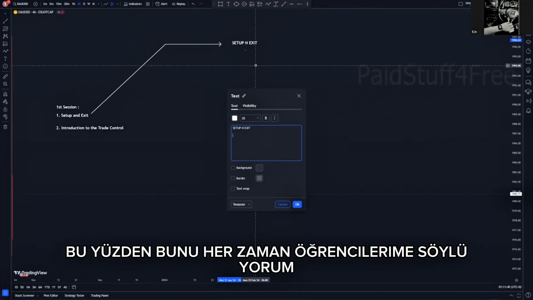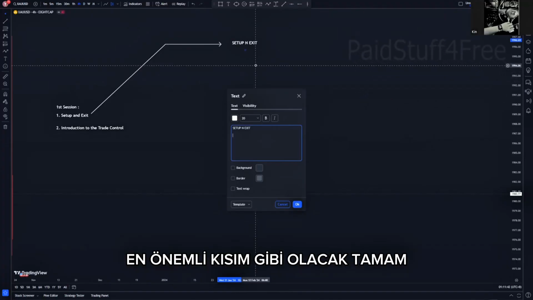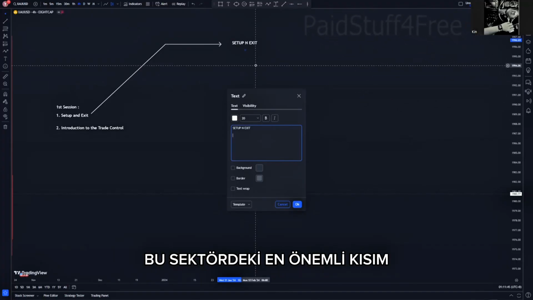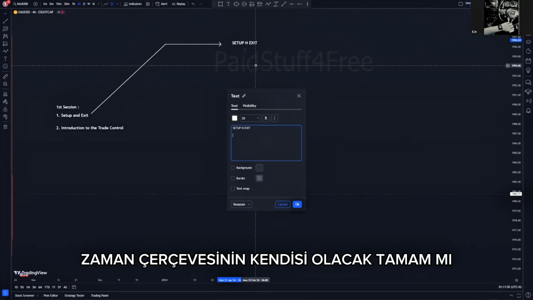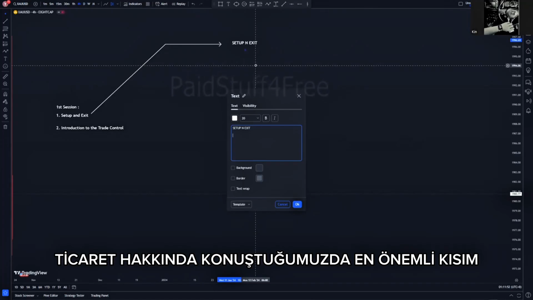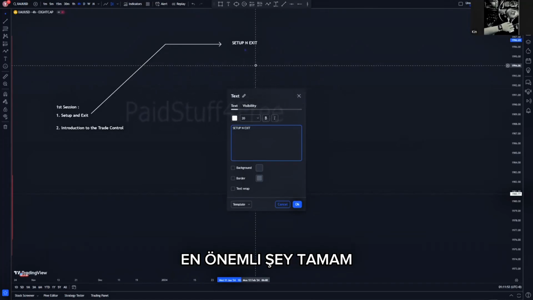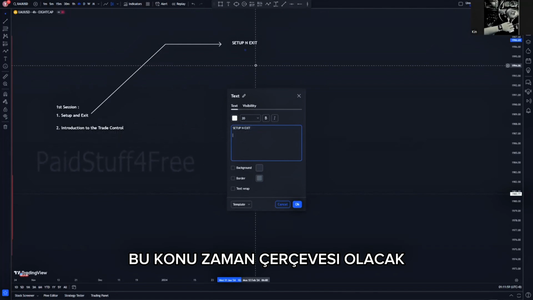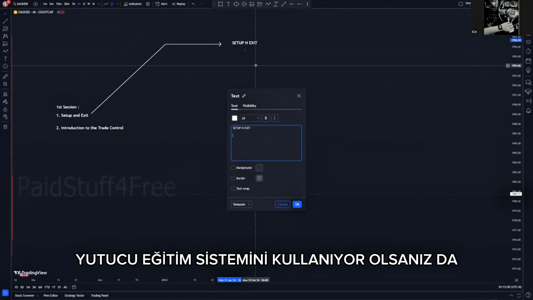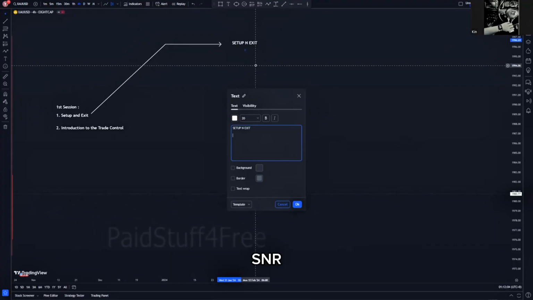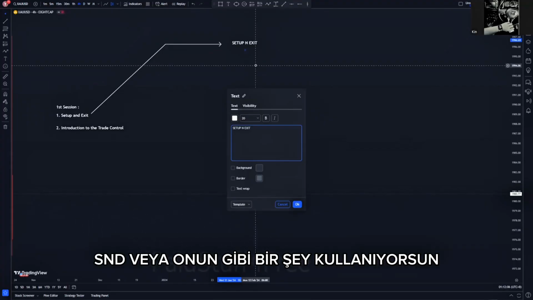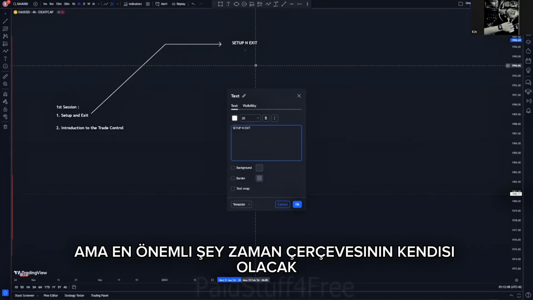I always say this to my students: the most important part in this industry is going to be the time frame itself. When we talk about trading, the most important thing that matters is the time frame, no matter if you're using an engulfing trading system, or SNR, or SND, or something like that.